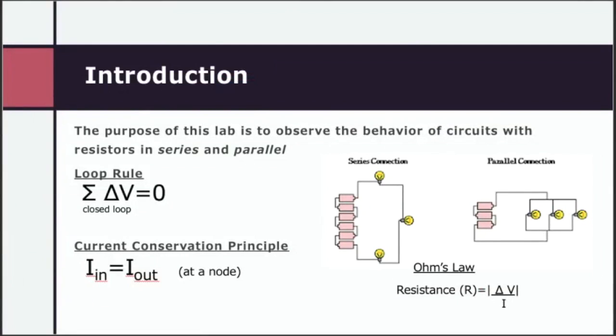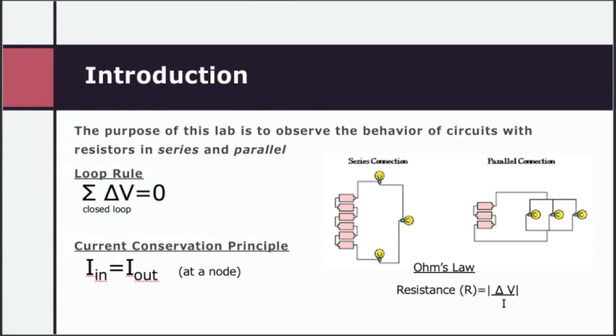The purpose of this lab is to observe the differences in interaction when resistors in a circuit are placed parallel to each other, as in the rightmost image, versus in series, as seen in the left image. Our observations will correspond to three important principles: the loop rule, the principle of current conservation, and Ohm's law.